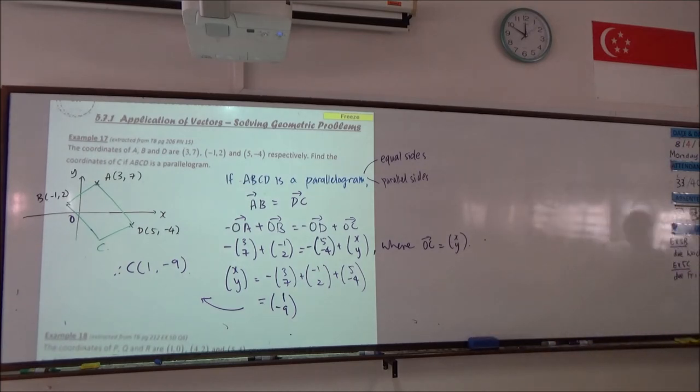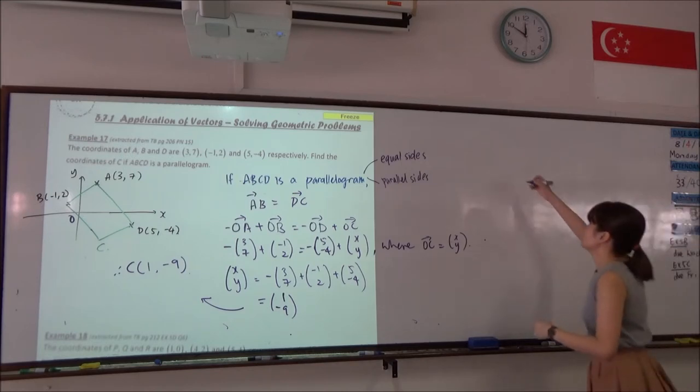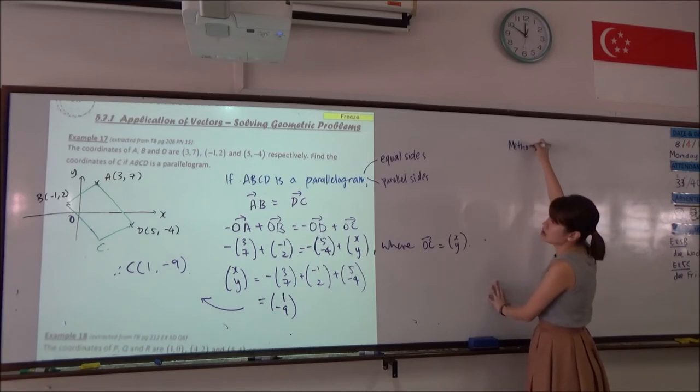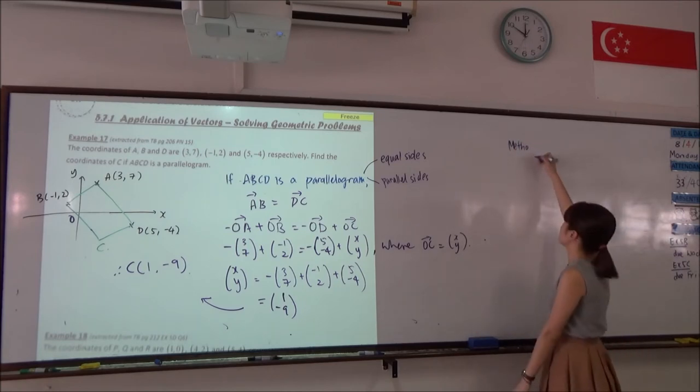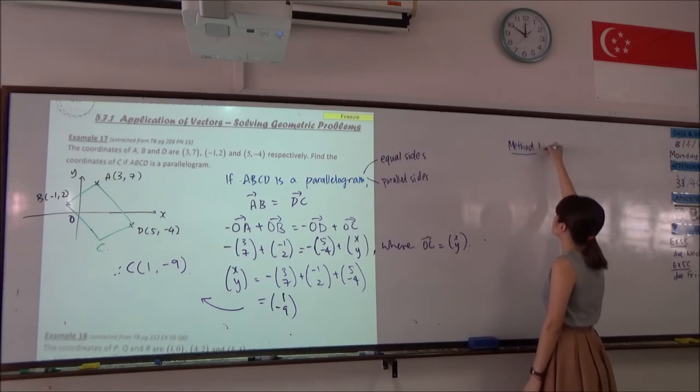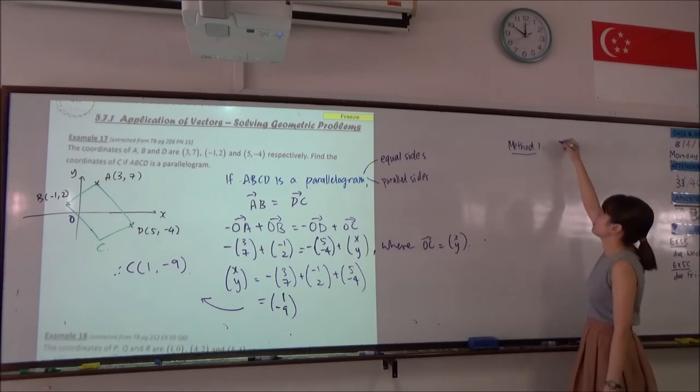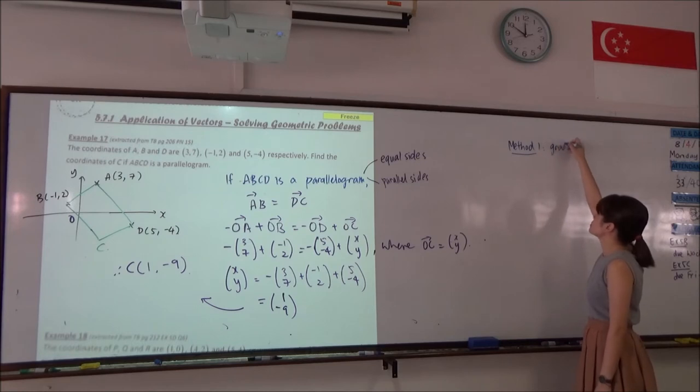Other than using vectors, right? If let's say this is just a generic question, and if I don't want to use vectors, what other methods have we learned to find out the coordinates of C? Gradient. We can find gradient, gradient of AB is equal to gradient of CD, but we got two unknowns. Then we also need gradient of BC equals to gradient of AD, okay? Find midpoint. Uh-huh, good, yeah. Find midpoint, okay?